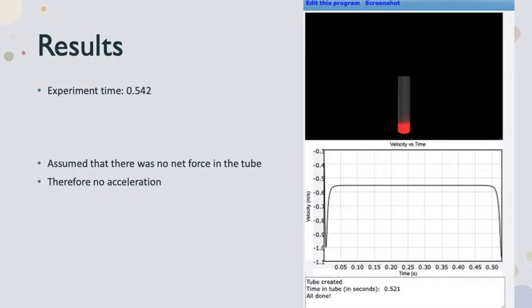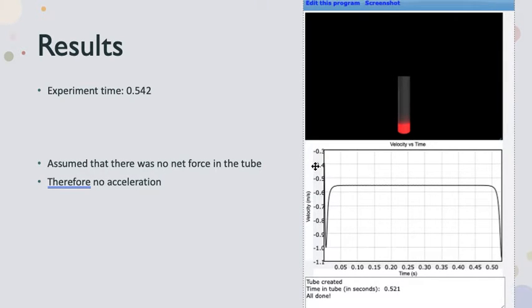The experimental time we found was 0.542 seconds, as we saw in the previous slides. The time that was calculated, the actual time, was 0.521 seconds, which is not very far off. So we did our experiment pretty accurately, and as you can see from this diagram, the magnet is falling through the tube.